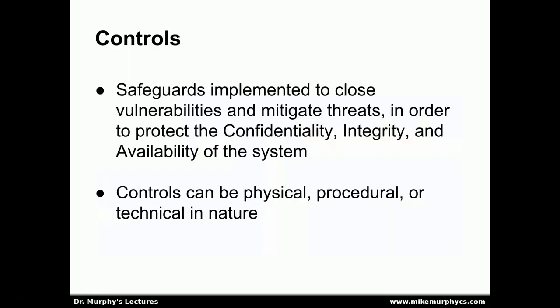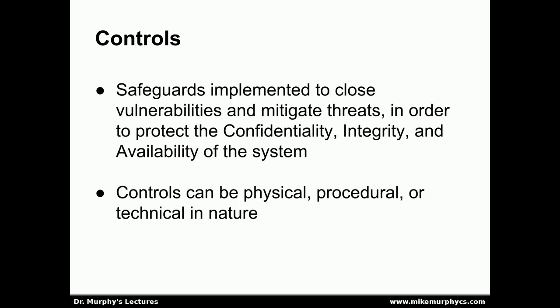Okay, so if we have these threats and we have vulnerabilities to potential threats, what measures can we take? What steps can we take to try to mitigate those threats, to try to close those vulnerabilities? And the answer is we have what are called controls, or security controls. And these are safeguards that are implemented to close vulnerabilities and mitigate threats in order to protect the confidentiality, integrity, and availability of the system. So controls can be physical, they can be procedural, they can be technical.